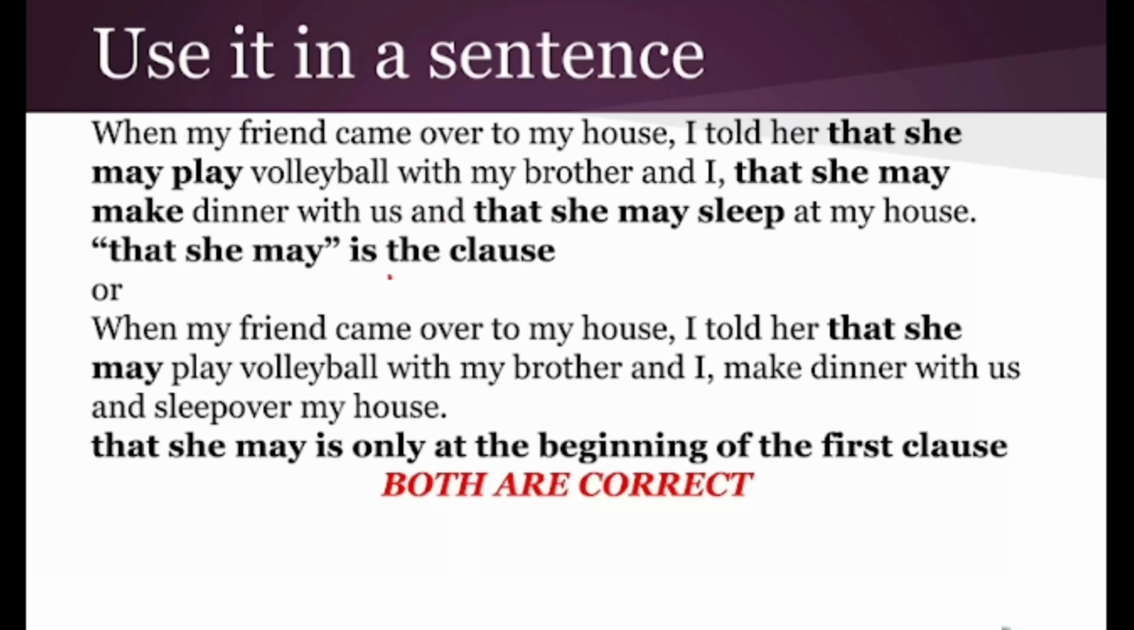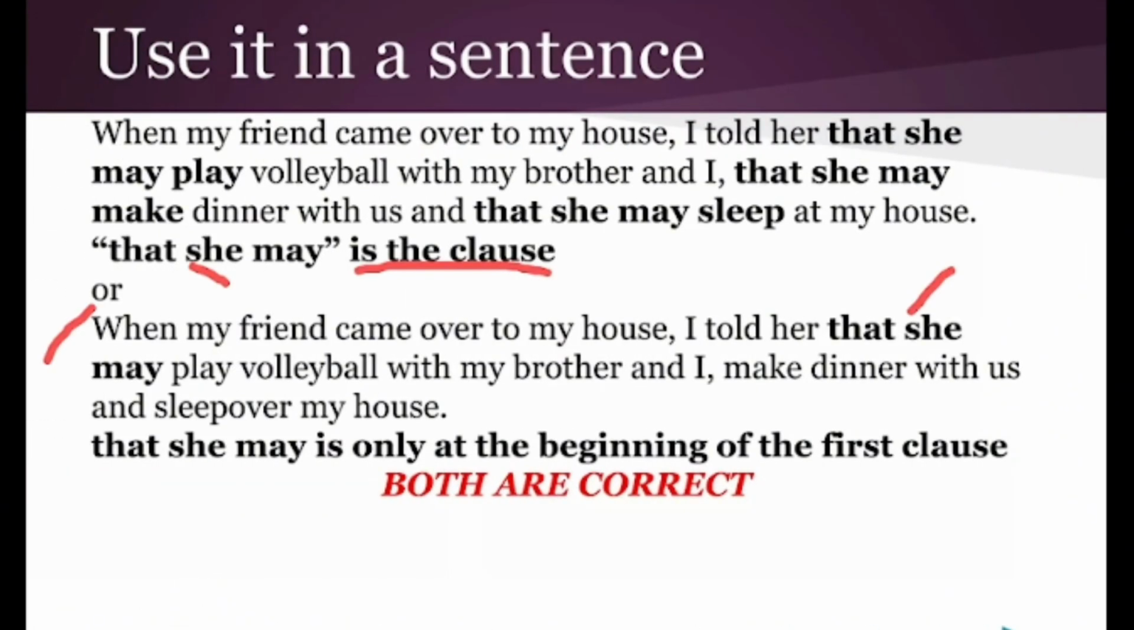So in this sentence, that she may is the clause, that she is the subject, and may play is the verb. Similarly, in this sentence, it is giving a justification that there is a clause present. She is the subject, and a verb is there. Okay.